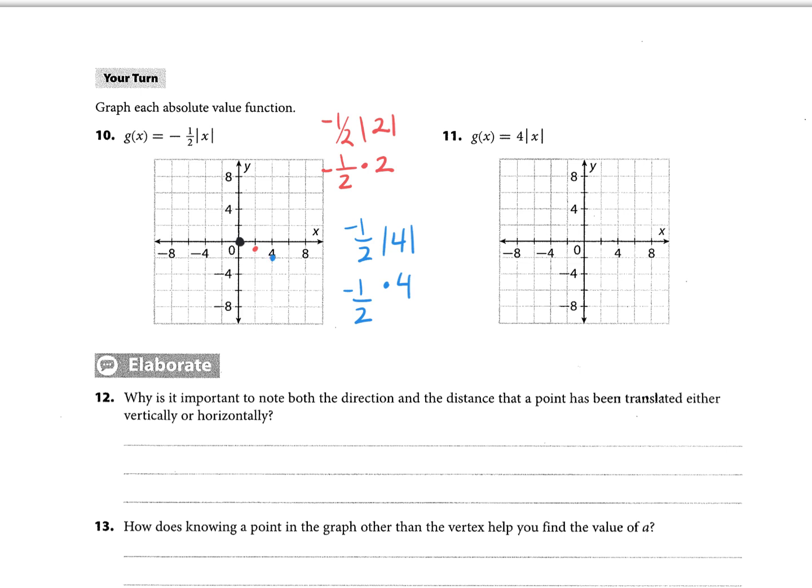Then we can do 6. We know the absolute value of 6 is going to be +6. Half of 6 is 3, but we have to make it negative. And then we can do 8 as well. -1/2 times 8 is going to be -4. So we have this line coming out this way. And then we also need to do the other side.